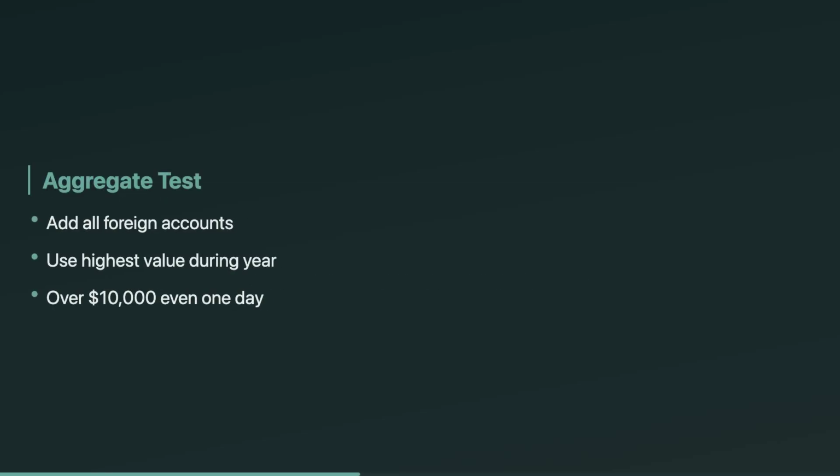Aggregate is where people miss questions. You add up the highest values across all foreign accounts, and you're looking for any point during the year you went over 10,000. It can be for one day. It can be a temporary transfer. Even if the account ends the year at 0, you still file if you cross the line at any time.